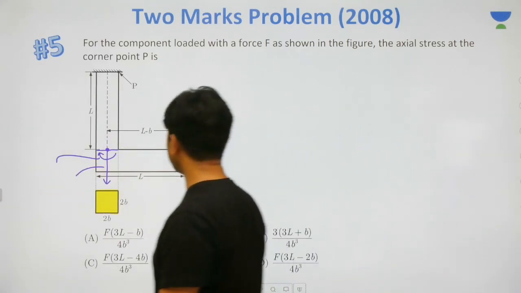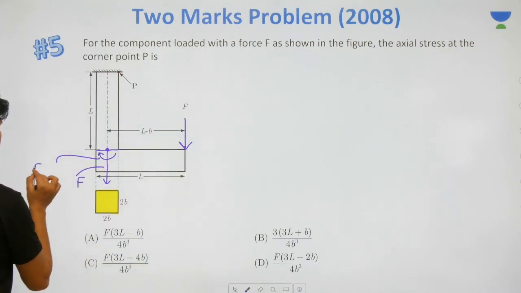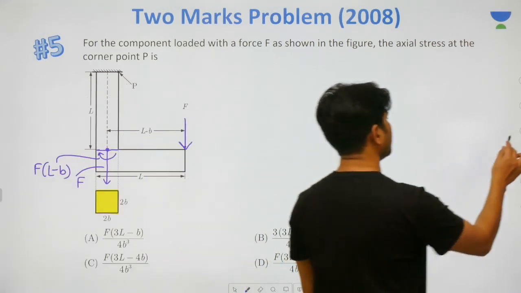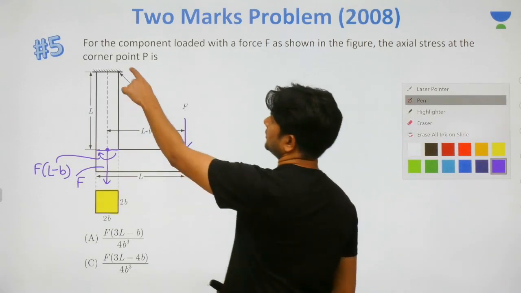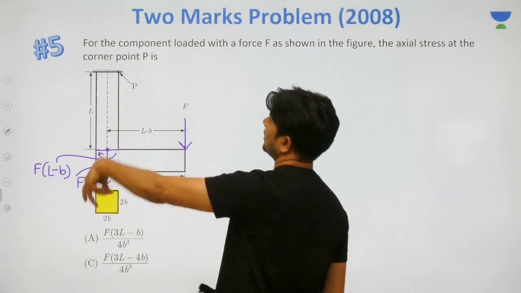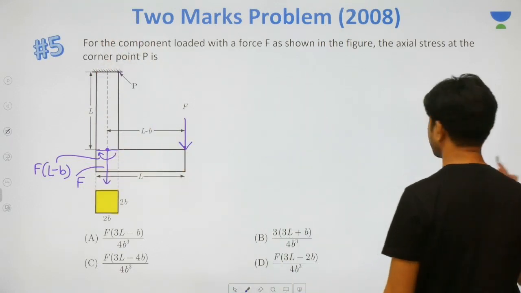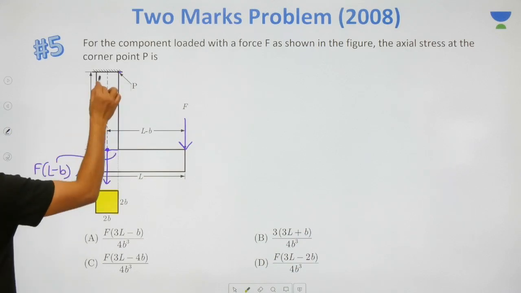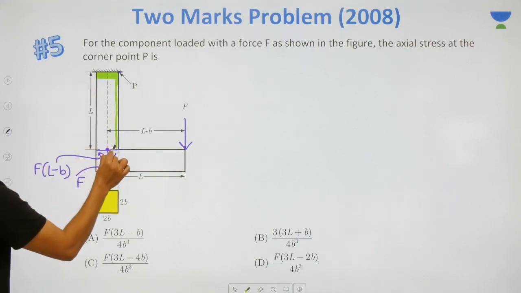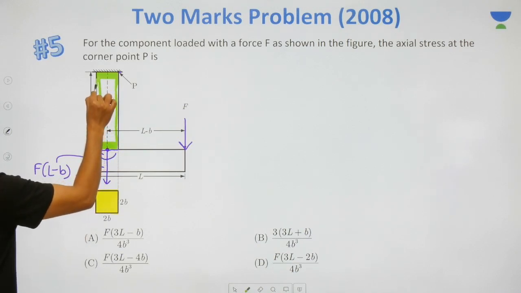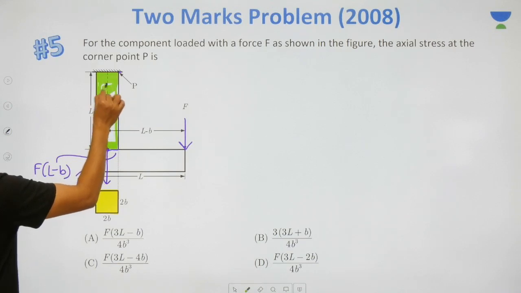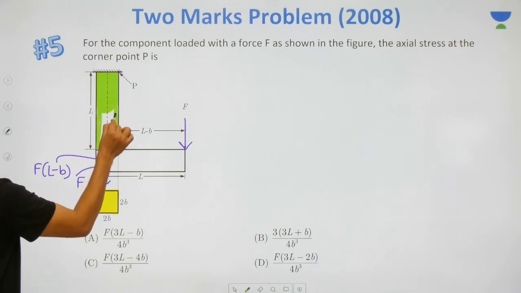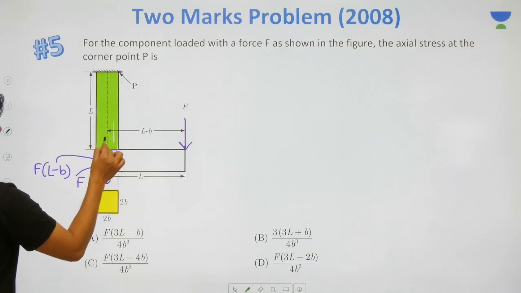So guys, once you transfer it, you'll get F and you'll get F multiplied by L minus B. Now you focus only on this much part. Why? Because this corner P is available at this vertical column, not at this horizontal frame. Therefore, you focus on this vertical part only, that I'm shading right now.